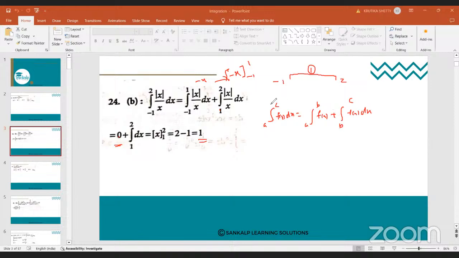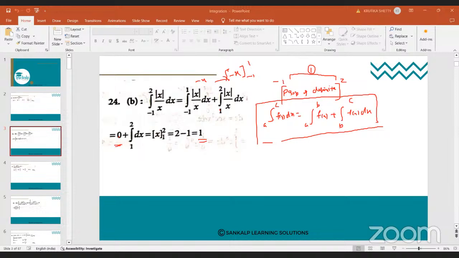Here we have made use of the property: integral a to c f of x dx is equal to integral a to b f of x dx plus integral b to c f of x dx. This has occurred from the properties of definite integrals. So again, try to practice some more examples based on this property.